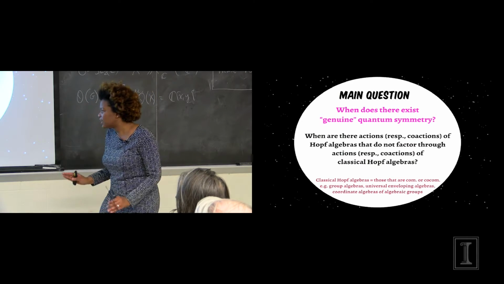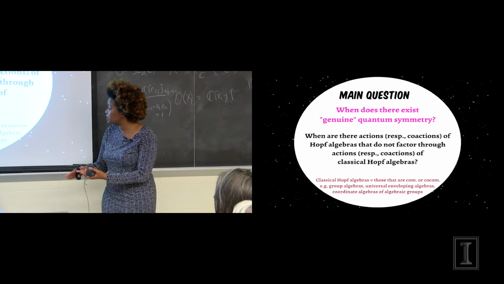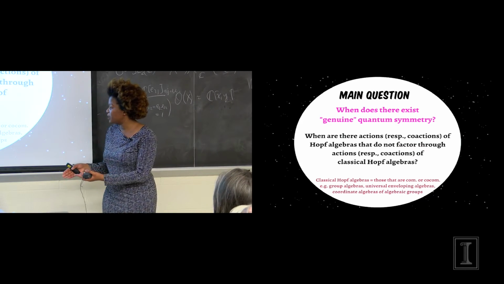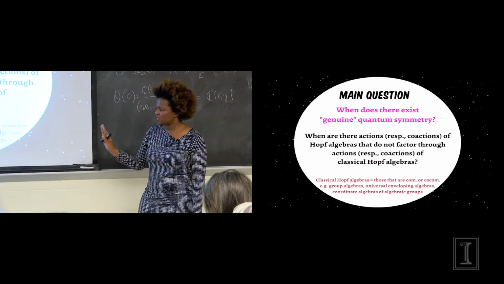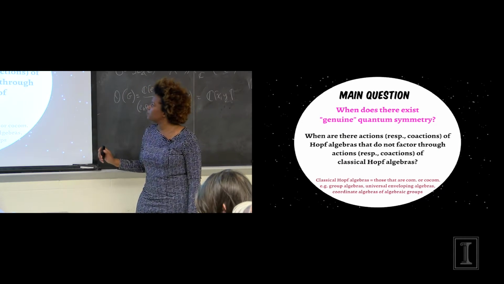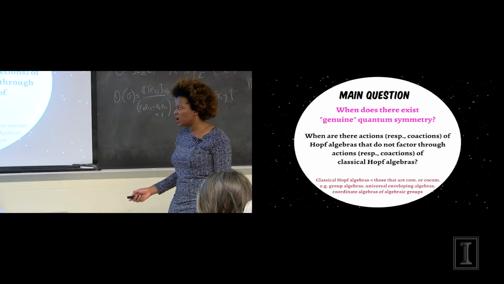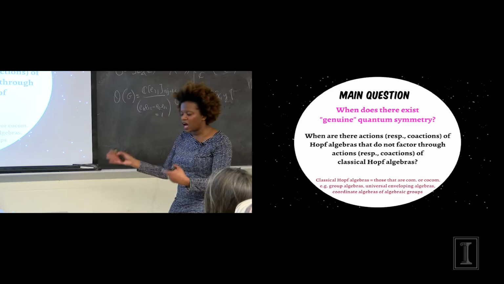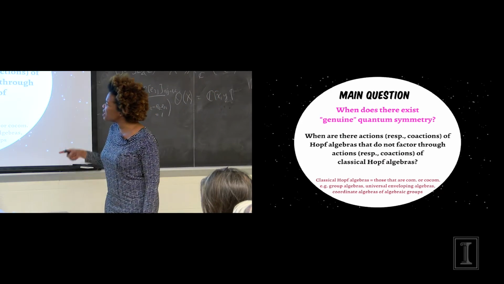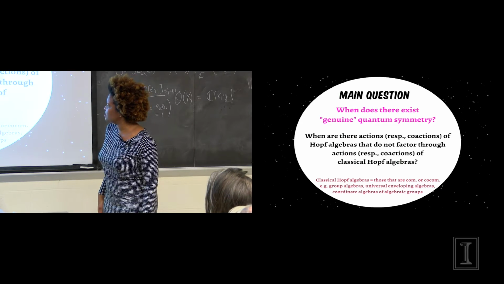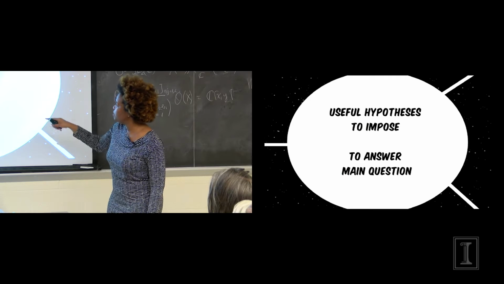So for instance, by classical Hopf algebra, I mean group algebras, universal enveloping algebras, coordinate rings of algebraic groups, things that are commutative and cocommutative. We want to stay away from that. Okay? So this is a pretty vague question. It's pretty tough. So what do you do? You throw a lot of hypotheses at it to make it more feasible. So I want to go through some of those hypotheses along with highlighting some classification programs pertaining to this.